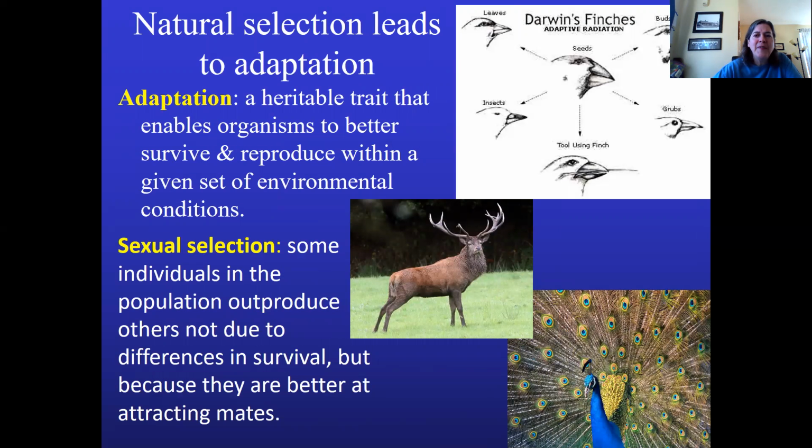Okay, so this natural selection will lead to adaptations. And another classic in the history of the whole thing is, of course, Darwin, who studied the finches and the different sizes and shapes of beaks, which helped them eat different types of food. And then also related to natural selection is something called sexual selection, where some individuals in the population will outreproduce others, not due to differences in survival, but because they're better at attracting mates. And so there's just some examples of that.